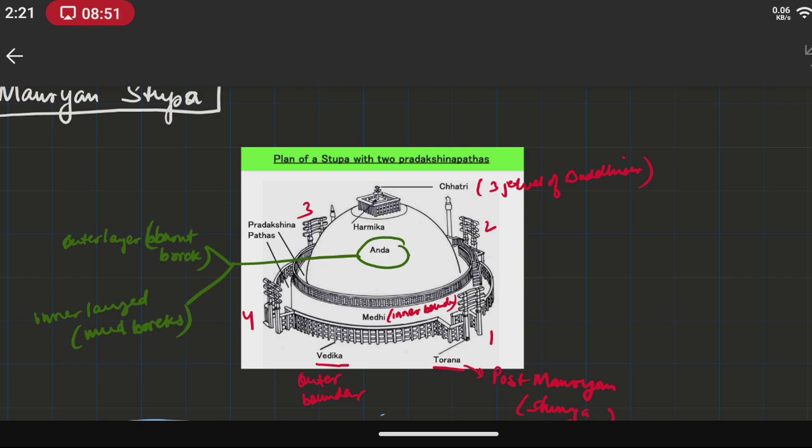Then we have Medhi, that is the inner boundary. Medhi is the circular terrace or the path around the base used for Pradakshina Patha, circumambulation.